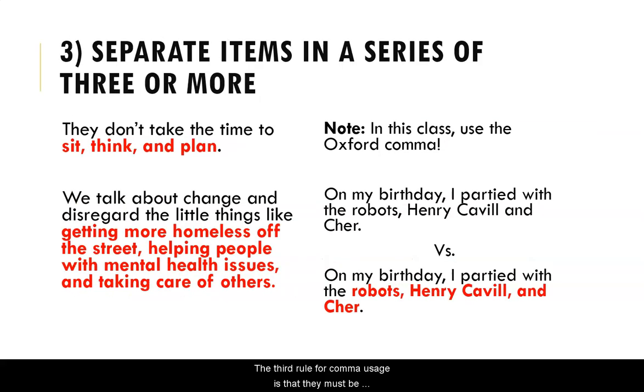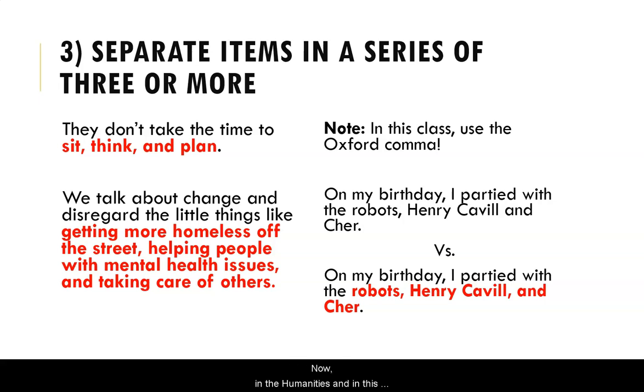The third rule for comma usage is that they must be used to separate items in a series or list of 3 or more words, phrases, or dependent clauses. However, if you ever write a list of 3 or more independent clauses, you'll use a semicolon instead. In the first example, we've got a list of 3 verbs. In the second, we have a list of noun phrases.